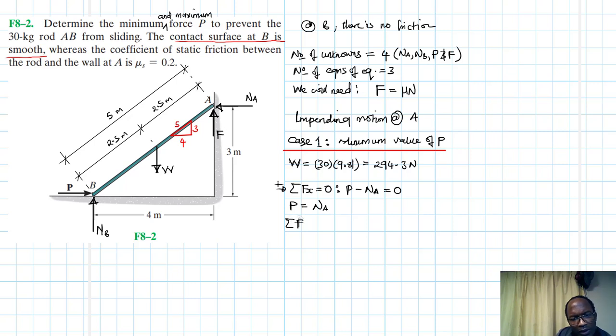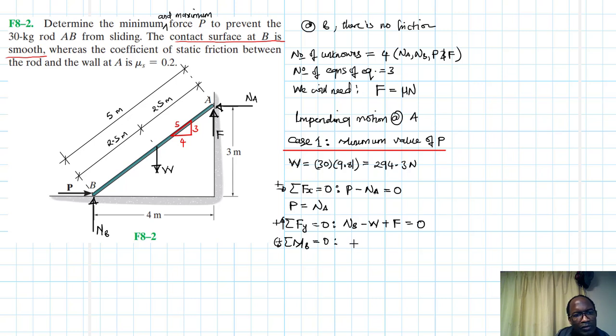And then we have summation of forces in the y equal to 0, going up being our reference. So we have NB minus W plus F equal to 0. Okay. And then we have summation of moments about point B equal to 0. Okay. And clockwise being our reference.